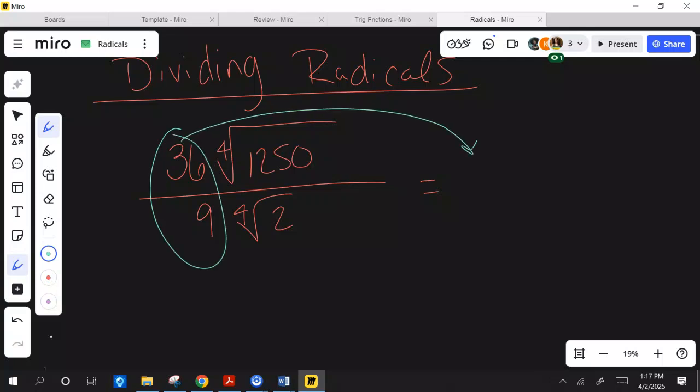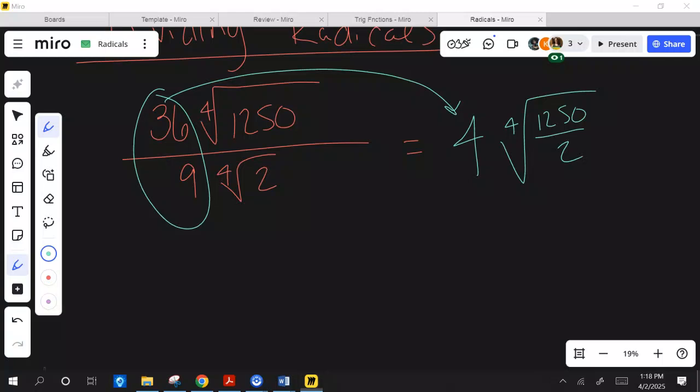36 divided, I appreciate that word. 36 divided by 9 is, of course, 4. And then contained within this fourth root, I have 1250 divided by 2. And so you might say, well, why in the world is that going to help me? But it helps me because 1250 divided by 2 is 625.